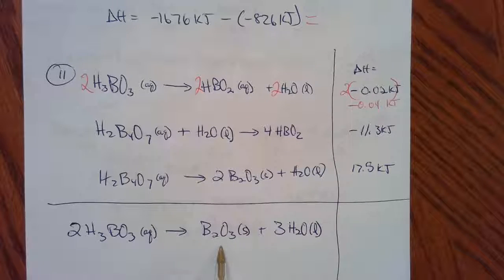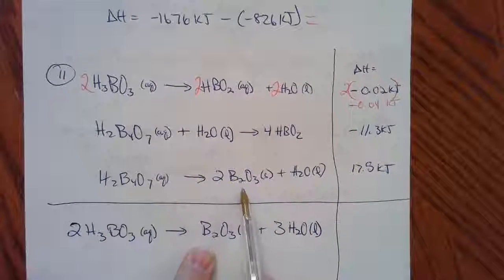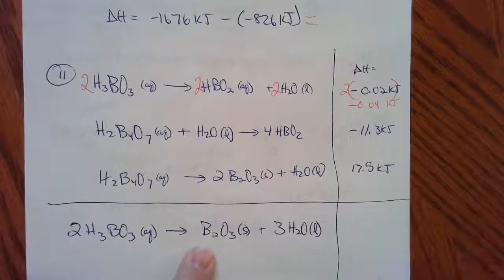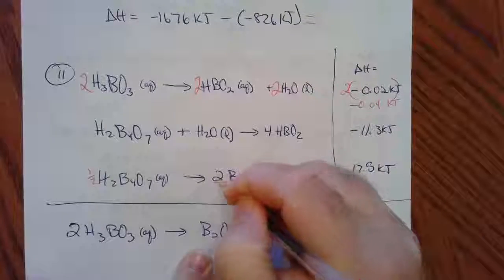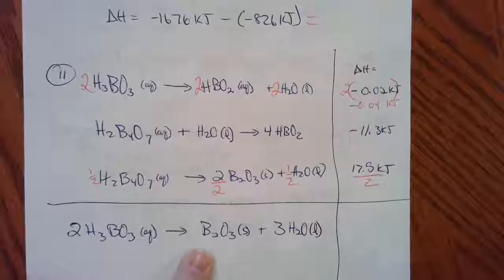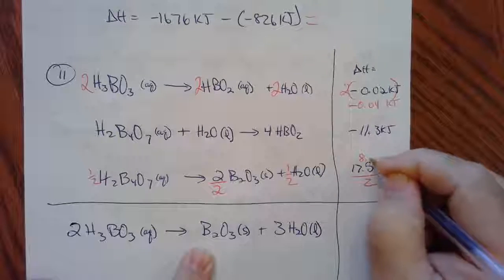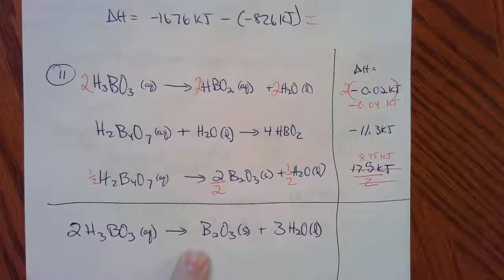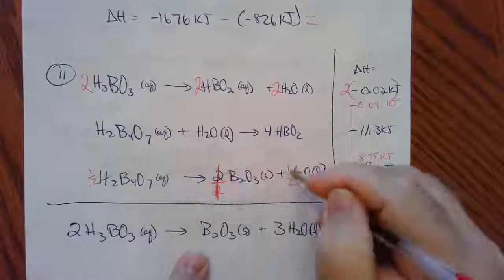Now I've got B2O3. The only place that shows up is right here, but it's 2. How do I get from 2 to 1? I'm going to divide by 2. Let's see, 17.5 divided by 2. On a normal day I would do that in my head, but today my head is full of mucus. 8.75. So that's now a 1. That's a half. That's a half.